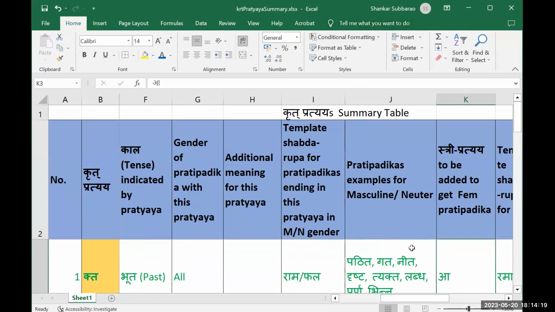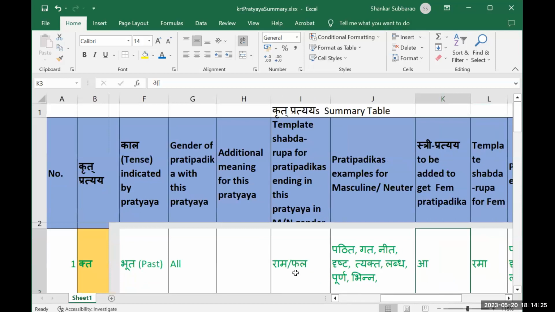Okay. Then we have... I'm trying to see how to adjust things so you can all see it better, but it seems very hard at times. Okay.